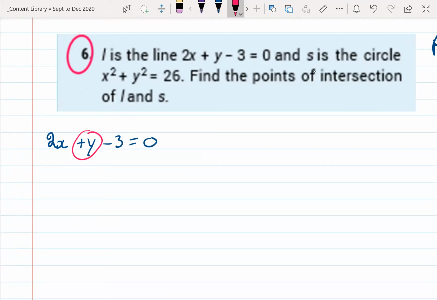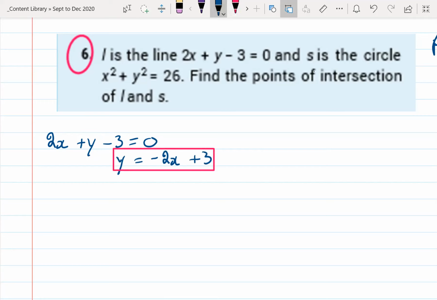We're going to bring over the 2x and we're going to bring over the -3. So bring over the 2x becomes -2x, bring over the -3 becomes +3, remembering to change the signs as you bring it over the equal sign. Technically what you're doing is subtracting 2x from both sides and adding 3 to both sides. We now have an expression for y, so we can figure out what y is easily if we know what x is. So our mission now is to find out what x is.